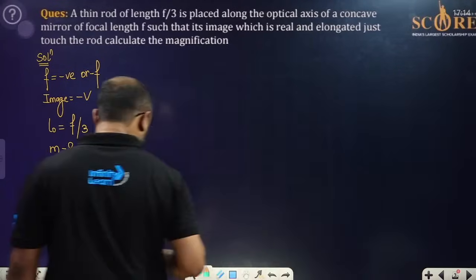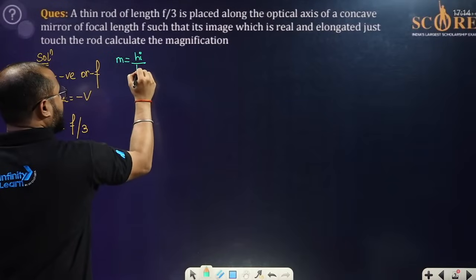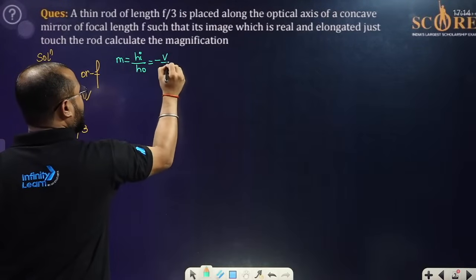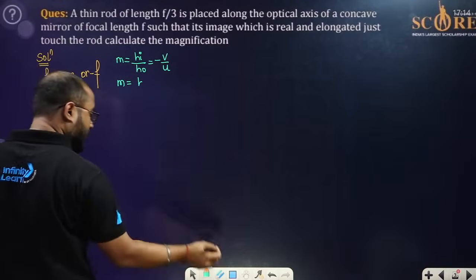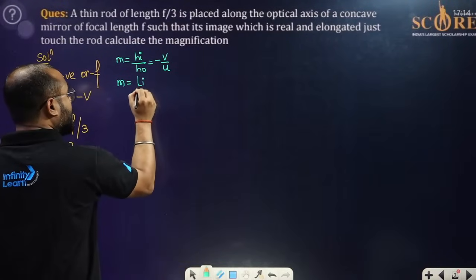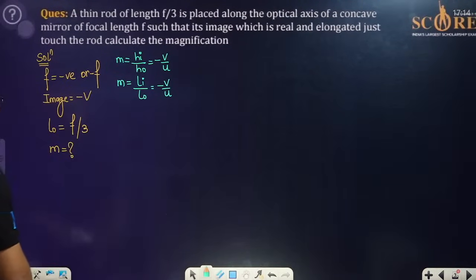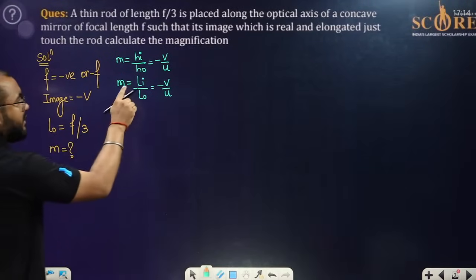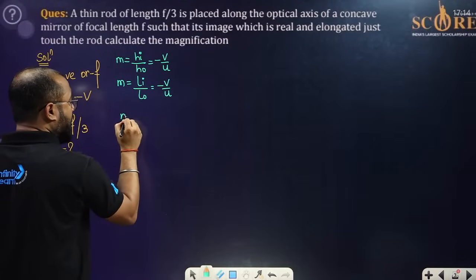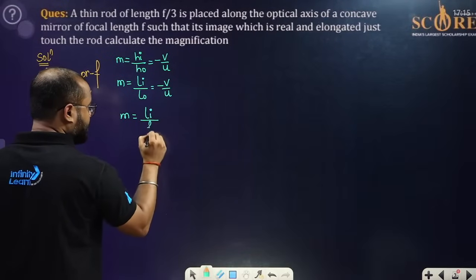As we know, when we talk about magnification, magnification can be written as height of the image divided by height of the object, which can be written as overall negative v by u, where u is the object distance. Since we have the value of length, we will write length of the image by length of the object as minus v by u. Now, since we have the length of the object, that is f by 3, we can replace this. M can be written as li by f by 3.